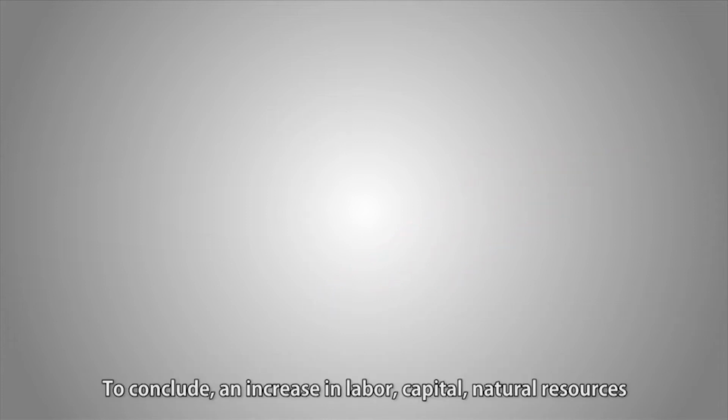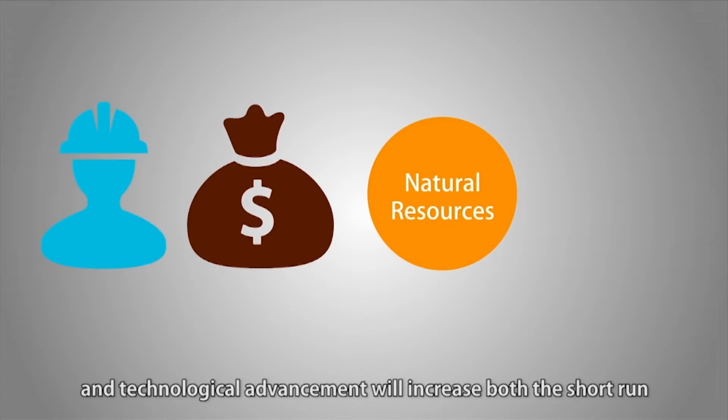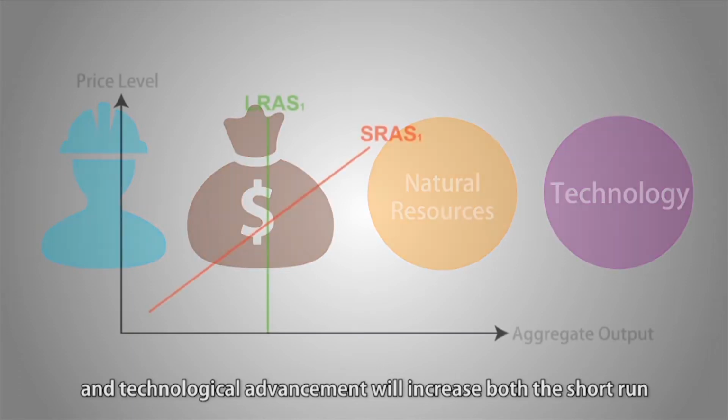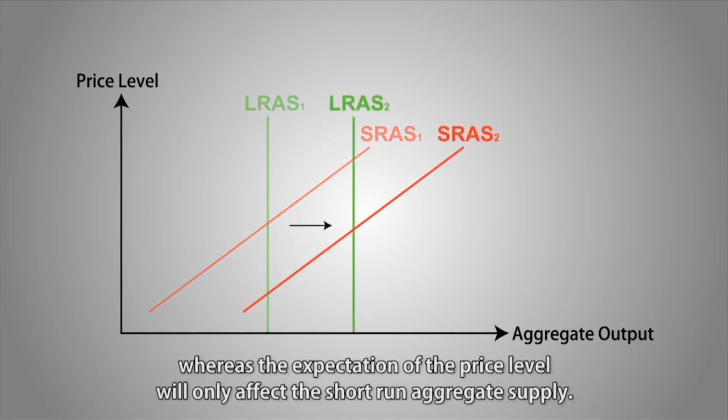To conclude, an increase in labor, capital, natural resources, and technological advancement will increase both the short-run and long-run aggregate supplies and shift the curves to the right, whereas the expectation of the price level will only affect the short-run aggregate supply.